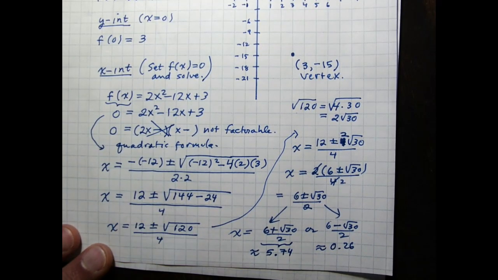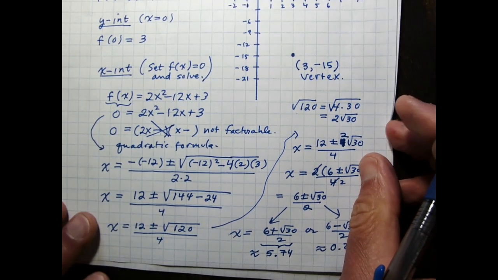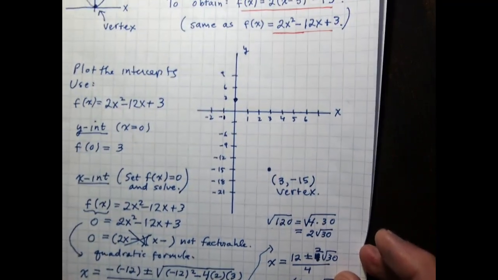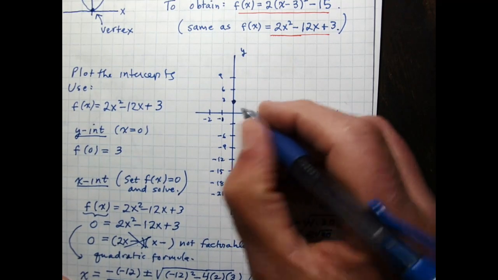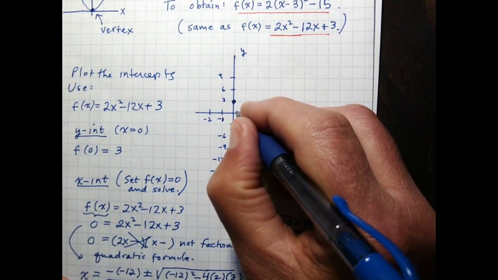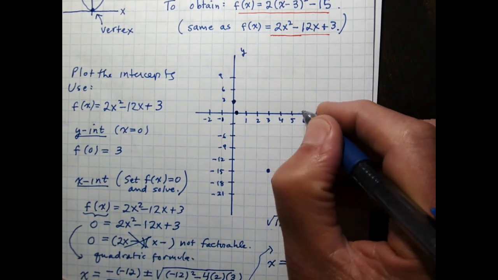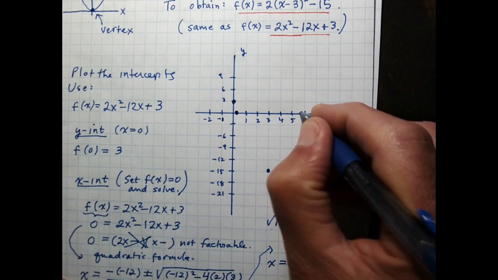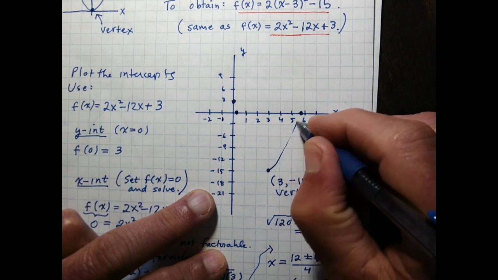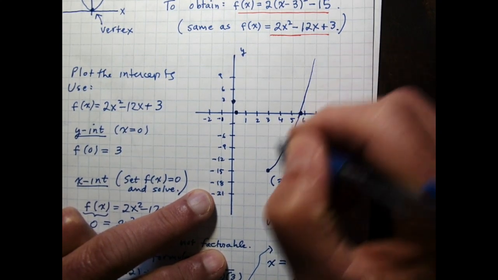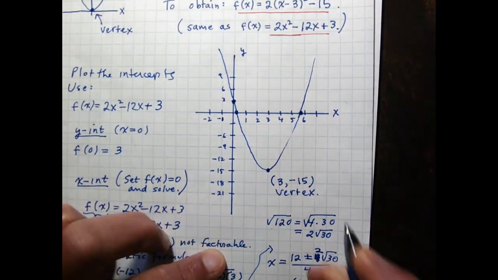So I'm going to go ahead and plot the x-intercept points on my graph up above. So 0.26 on this scale, that's pretty close to the y-axis right here. Just approximating. 5.74 is pretty close to 6. And I have enough points now to be able to draw a graph with the intercepts.